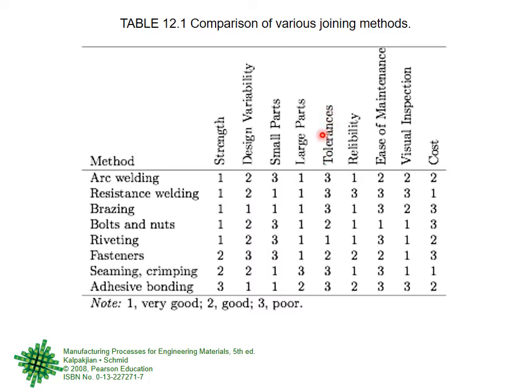In terms of tolerances, in welding and so on, tolerances cannot be maintained. You have to do a lot of finishing, but in riveting, almost the best type of tolerancing will be there, and so forth. So it is a one-page table of a very deep and very wide practical application, for practical engineers who are actually doing a lot of assembly operations, on how to choose.